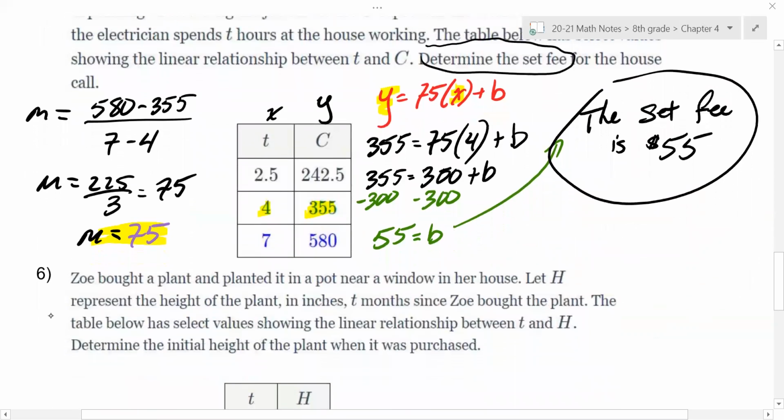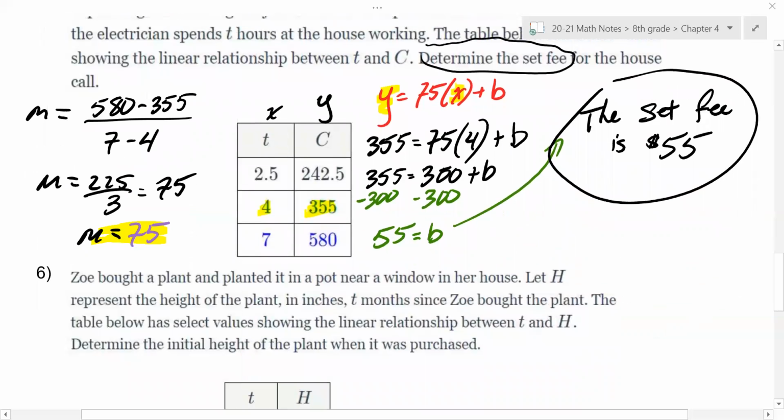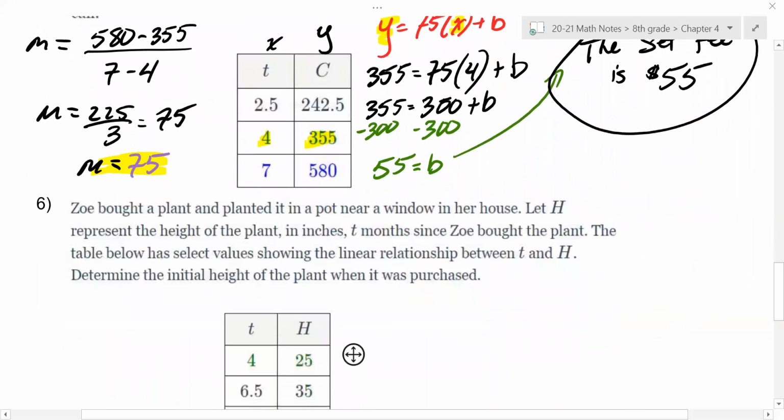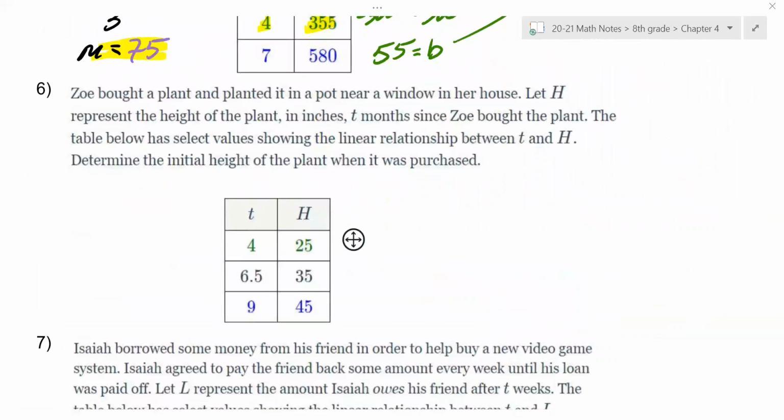And this will be the last one that we do, because number 7 is just like number 6 with different numbers. Zoe bought a plant and planted it in a pot near a window in her house. Let H represent the height of the plant in inches, T months since Zoe bought the plant. The table below has set values showing the linear relationship between T and H. Determine the initial height of the plant when it was purchased.